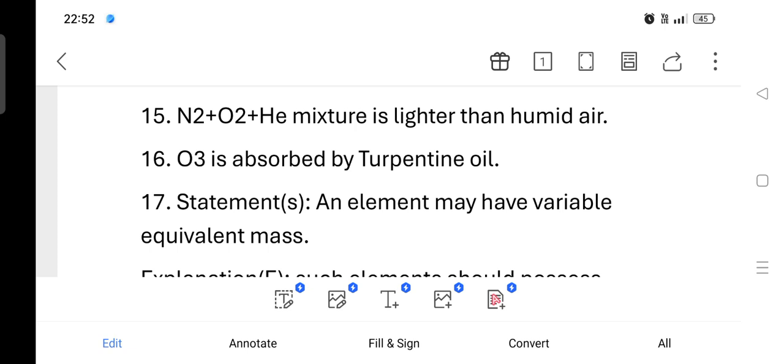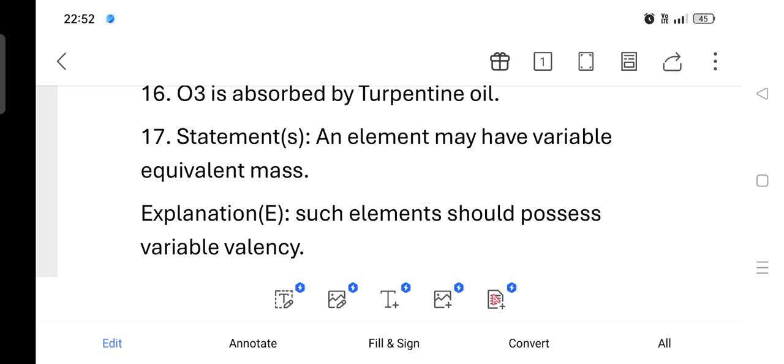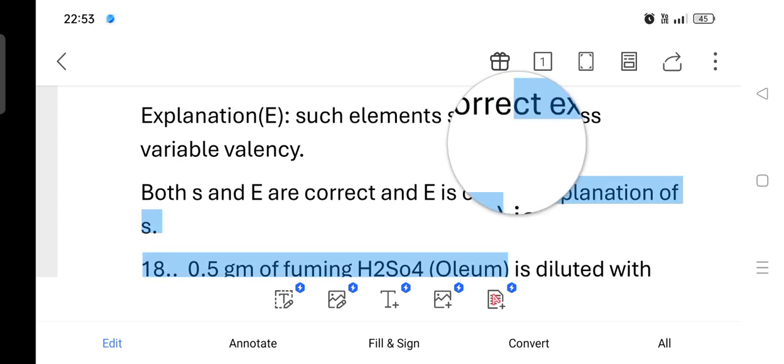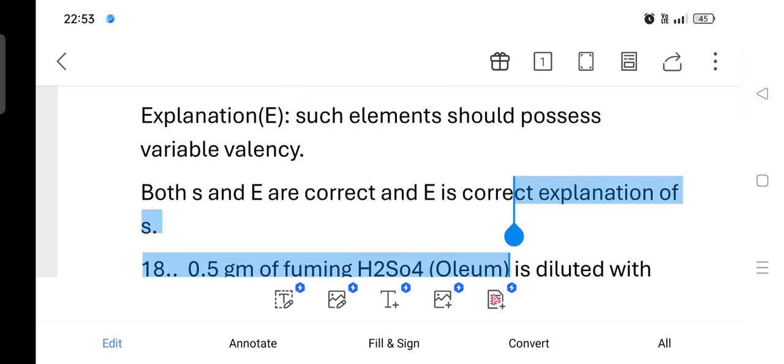N2 plus O2 plus He mixture is lighter than humid air. CO2 is absorbed by turpentine oil. Statement S: yes, an element may have variable equivalent mass. Explanation E: such elements should possess variable valency. Both S and E are correct, and E is the correct explanation of S.